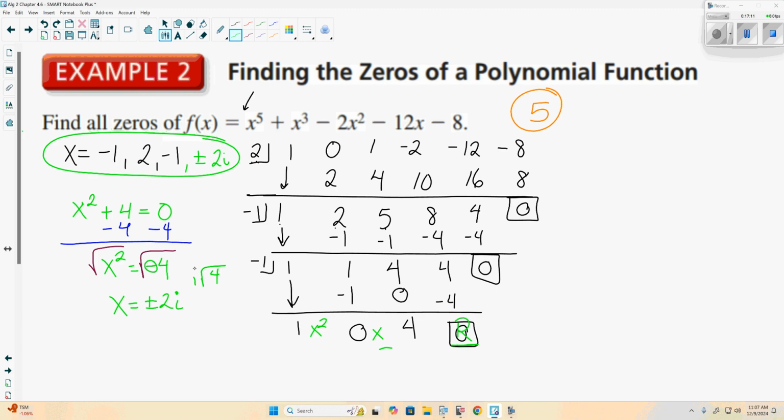Any other questions on this here? Questions on this here? Because even if we didn't get the 2i part, you still get 3 out of the 5 just from graphing this one.